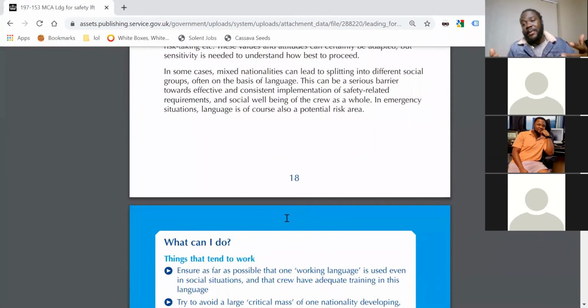Now, some people say if you have Nigerians on the ship, Nigerians are very loud when they speak. Some people think they're fighting. No, they're not fighting, they're just talking. They're just expressing themselves. Okay, and so on and so forth, of course.